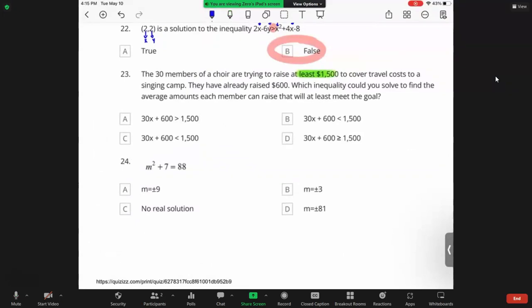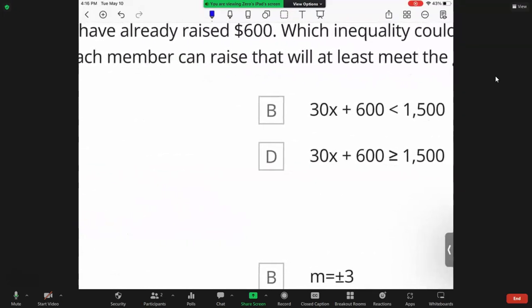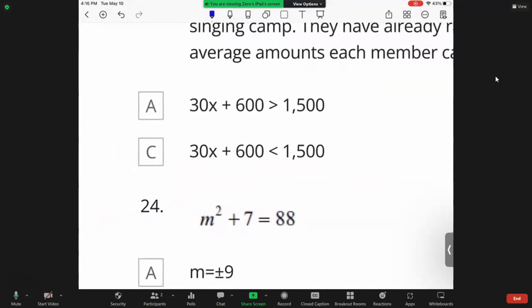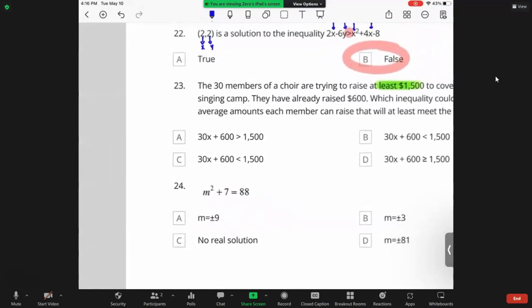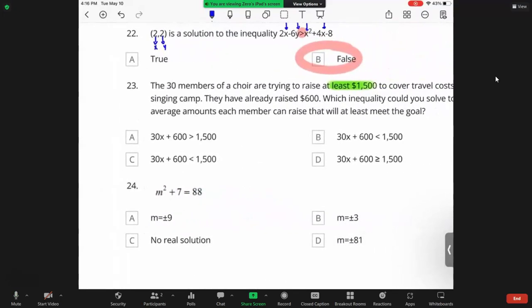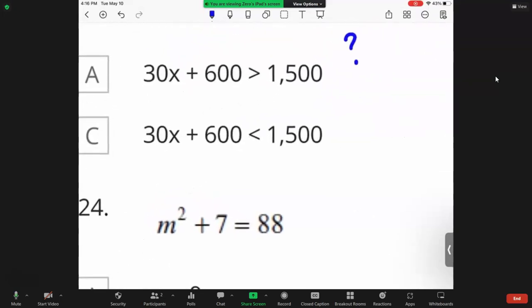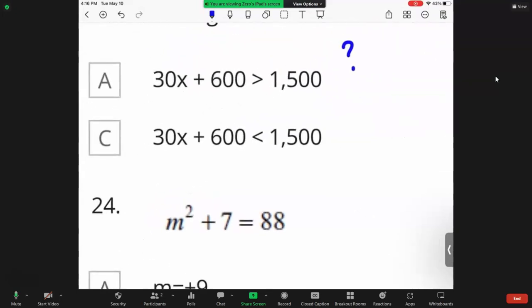So this one right here, letter A, says 30x plus 600 has to be greater than 1,500. That sounds like a possibility. It could be, because you're trying to raise at least 1,500, so you want to raise more than 1,500. So that's a possibility. The next one here, letter C, says 30x plus 600 has to be less than 1,500. Well, that's wrong, because you don't want to raise less than $1,500. That means you can't go.